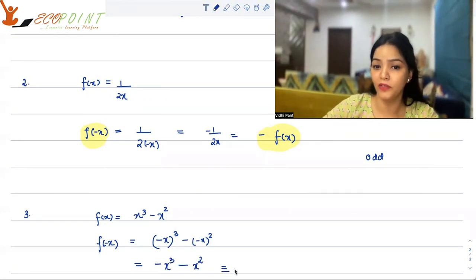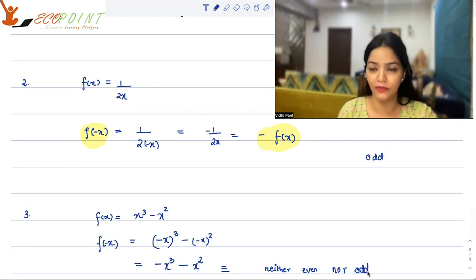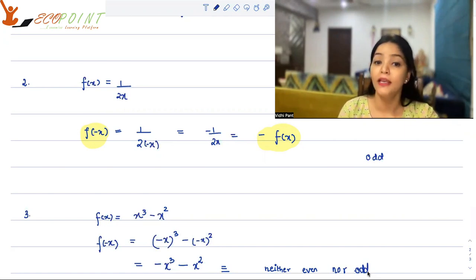This is a kind of function which is neither even nor odd in the whole domain. You cannot say it's even because f of minus x is not turning out to be f of x for all x's. You cannot even say that it's an odd function because f of minus x is not turning out to be minus of f of x for all x's.